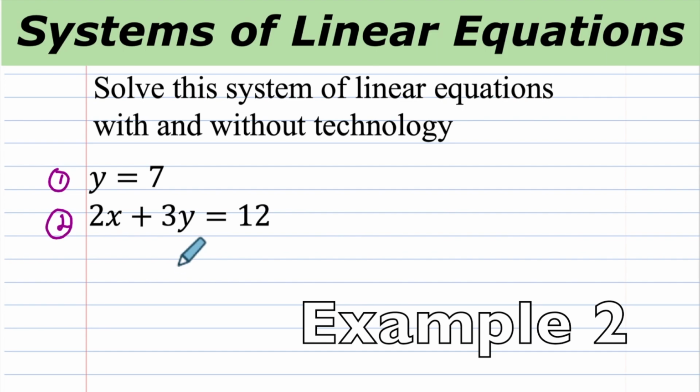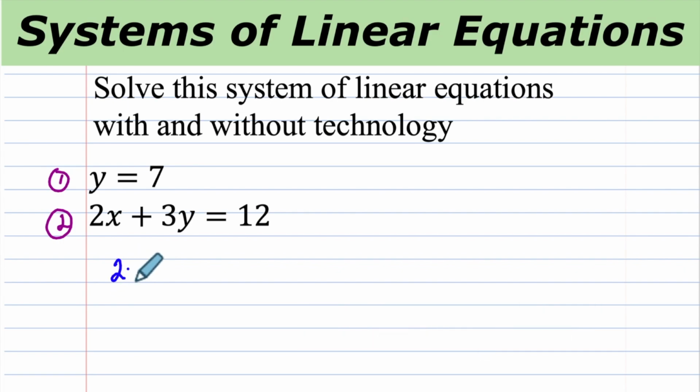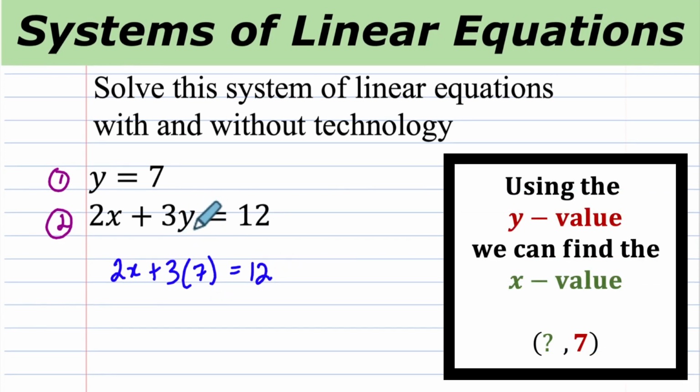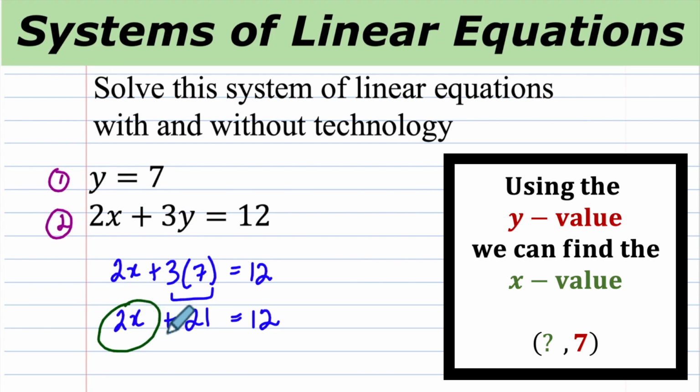Using algebra, again, we're going to substitute y = 7 into the second equation. 2x + 3(7) = 12. The 7 gets plugged in right here where we see a y. And we'll solve for x. 2x + 21 = 12. We want x by itself this time. We'll subtract 21.